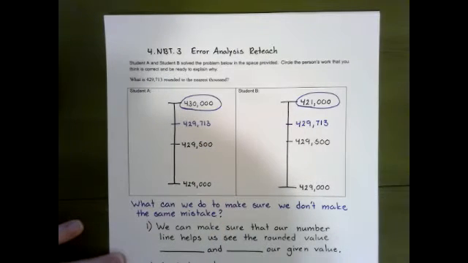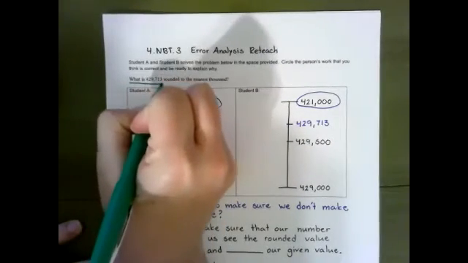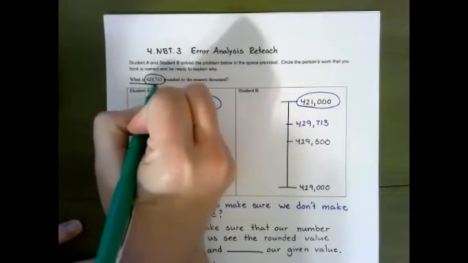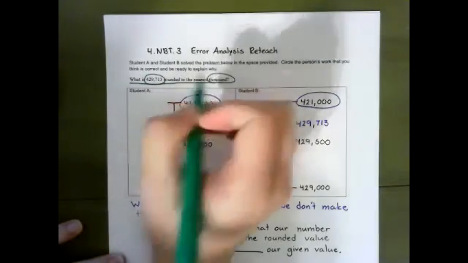Student A and student B solve the problem below in the space provided. Circle the person's work that you think is correct and be ready to explain why. Let's look at their problem. What is 429,713 rounded to the nearest thousand?